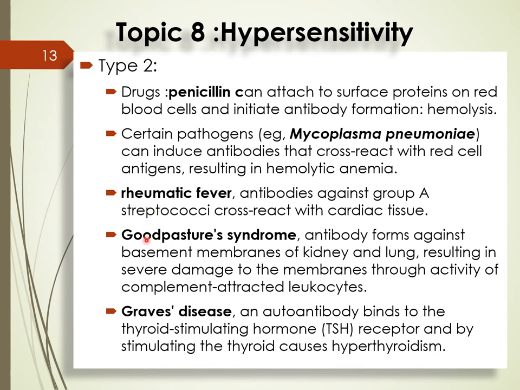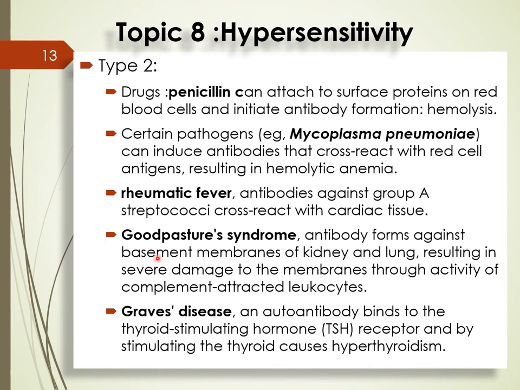Another example would be Goodpasture syndrome, wherein antibodies form against the basement membrane of the kidney and the lungs, resulting in severe damage to these membranes through the activity of complement and attracted leukocytes. And the last example will be Graves disease, wherein there will be antibodies that bind to the thyroid stimulating hormone or TSH receptors, and by stimulating the thyroid, cause hyperthyroidism. It means these antibodies stimulate the receptors, mimicking the stimulation of TSH, causing hypersecretion of the thyroid.